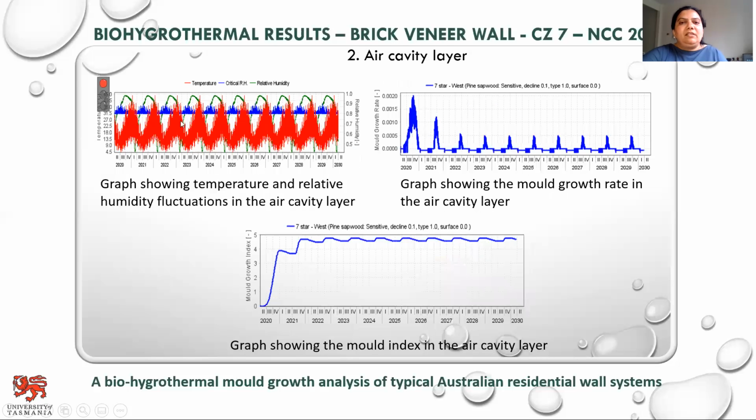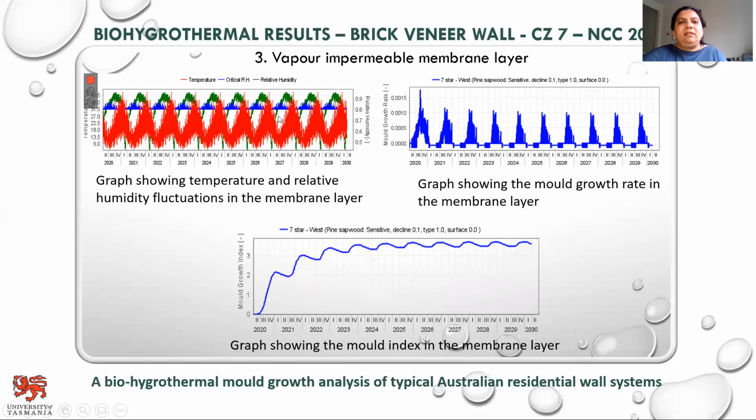This graph shows the results of the air cavity layer within the brick veneer wall system. This graph shows the result in red. This is again for climate zone 7, NCC 2019 regulations. There's continual mold growth shown in this layer, and the mold index for this layer is 5.